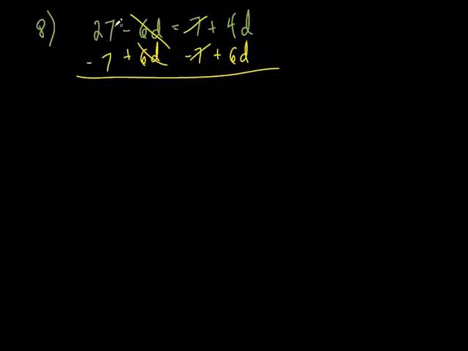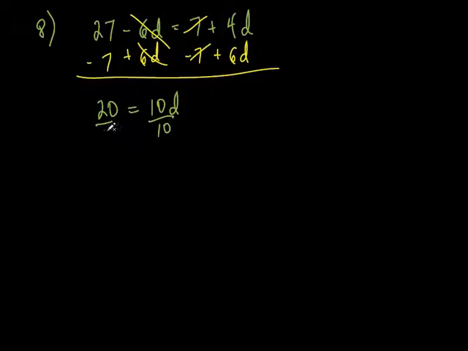So bring everything down. 27 minus 7 is 20 equals, and then what's this going to be? 4D plus 6D is 10D. All right, that was the major part of this problem: get the D's on the same side, get the constants on the other side, and now bring everything down. Now it's really simple once you see this. It's a very simple problem.